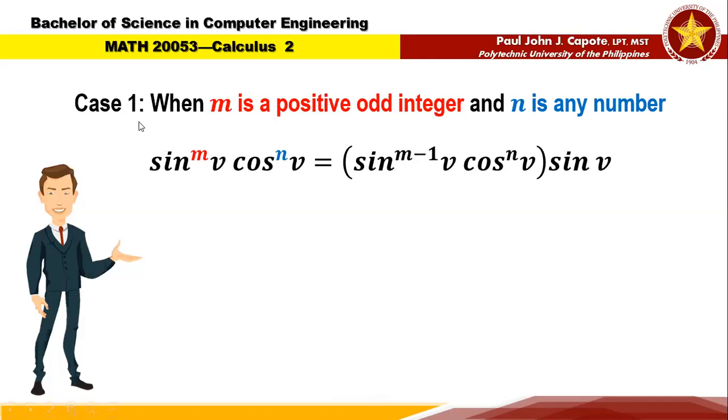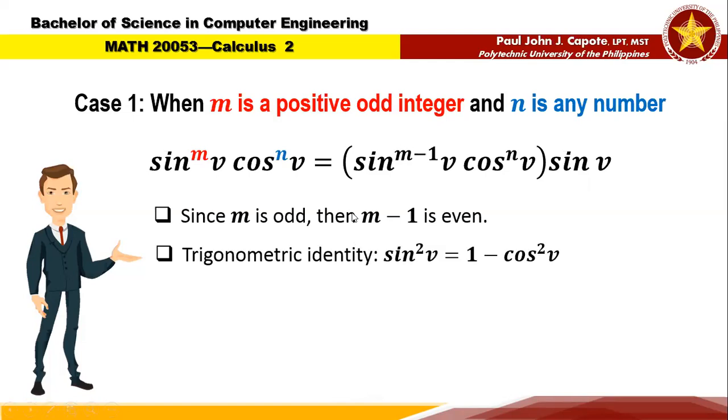Okay, so given the integrand of the general form, sine v raised to m, cosine v raised to n, if m is a positive odd integer, and n is any number, then this falls under case one, okay? Since this general form falls under case one, then we'll make use of this expression to evaluate the integral. So since m is odd, therefore, m minus 1 is even.